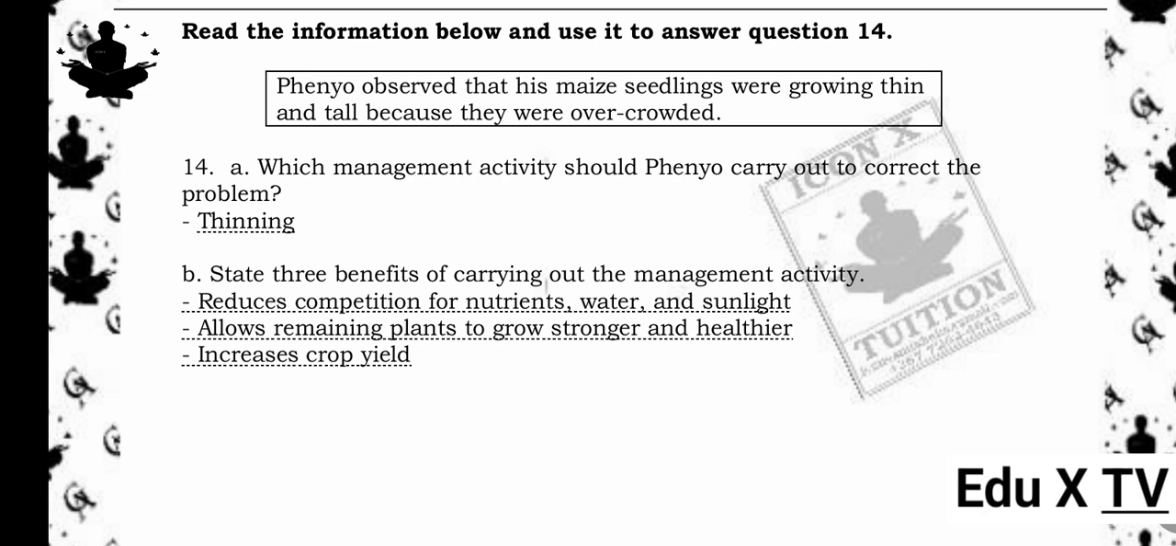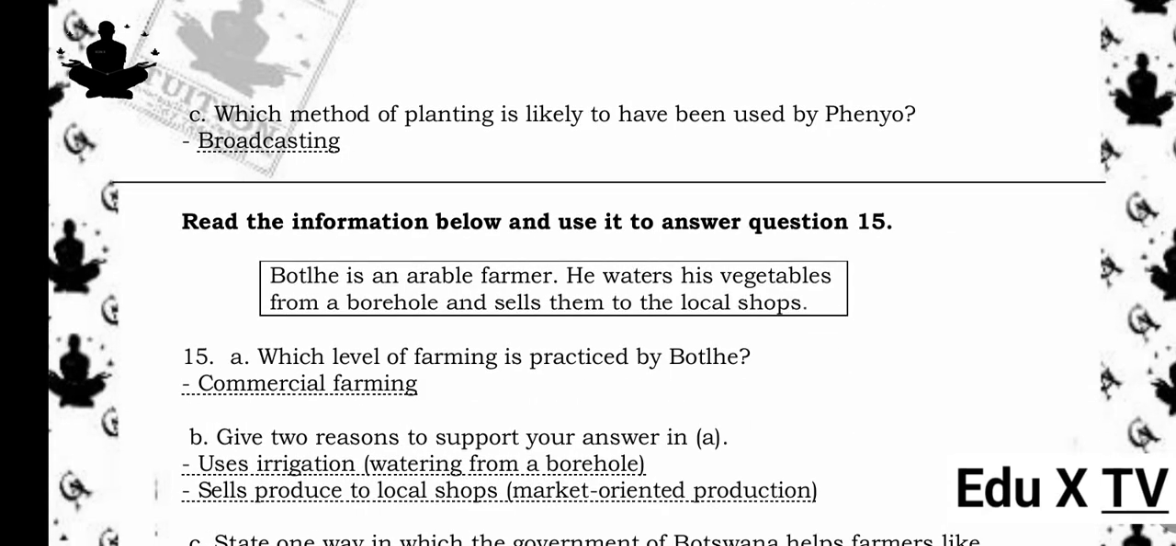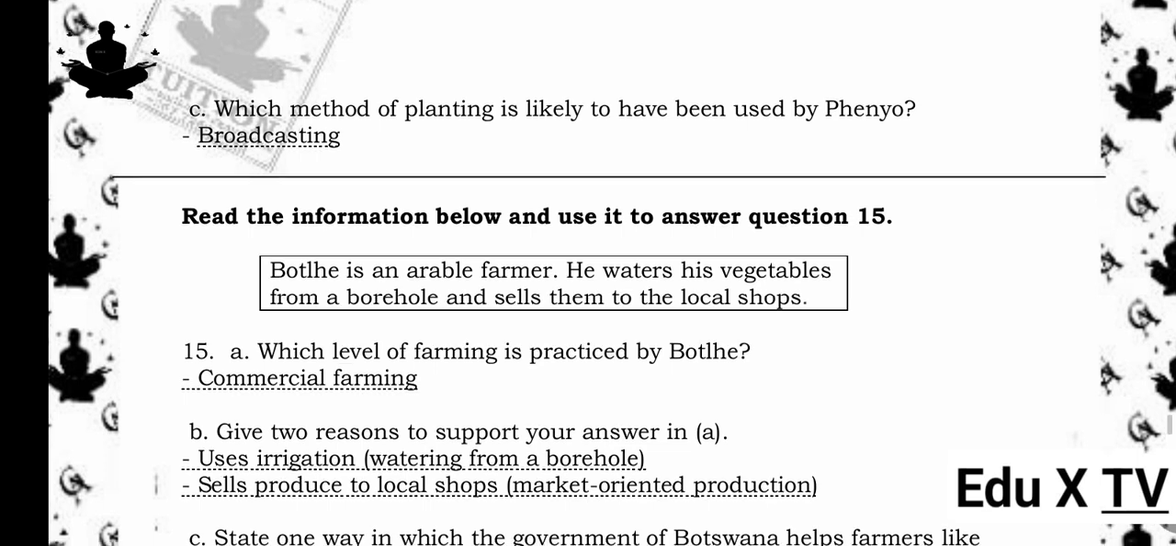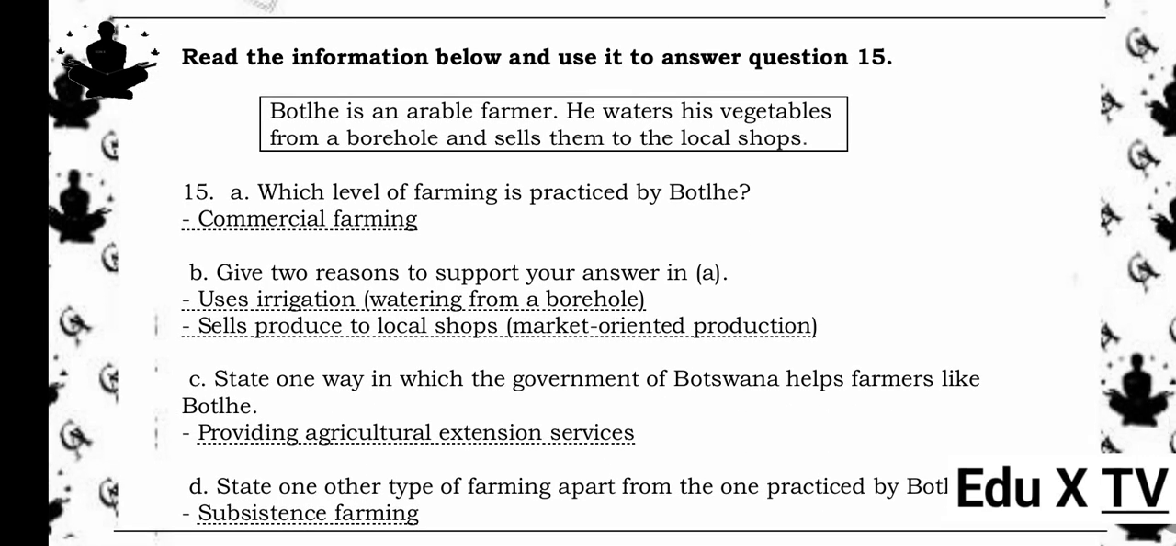Reduces competition for nutrients, water, and sunlight. Allows remaining plants to grow stronger and healthier. Increases crop yield. C. Which method of planting is likely to have been used by Fenyo? Broadcasting. Read the information below and use it to answer question 15. Botley is an arable farmer. He waters his vegetables from a borehole and sells them to the local shops.